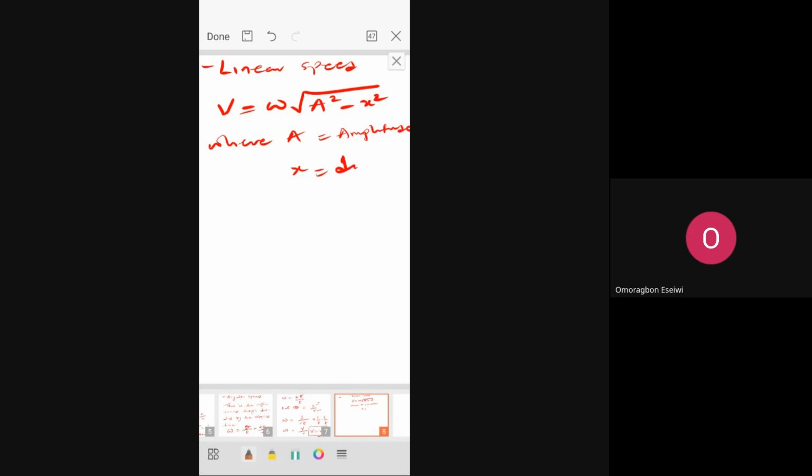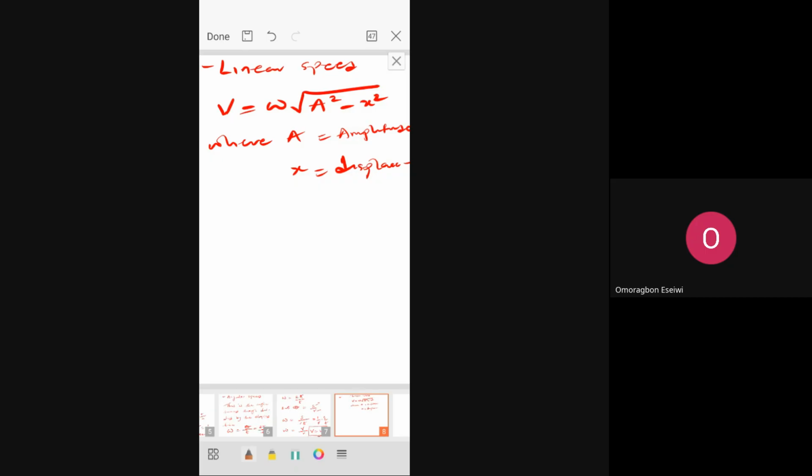Let me just write this as displacement. Remember, A is also displacement, but A is maximum displacement. X is the displacement at the point you'll be given in the problem. So you are always asked to find v with respect to a position on that trajectory. So it's very important.